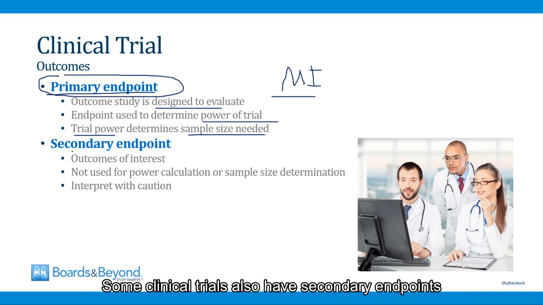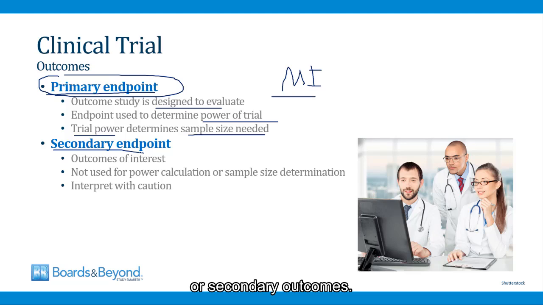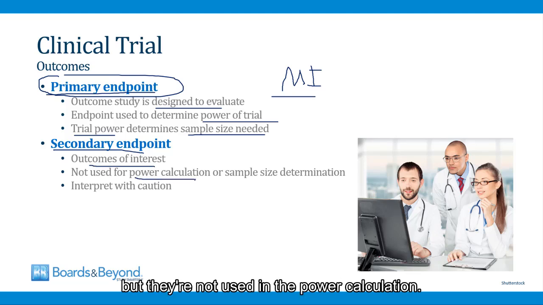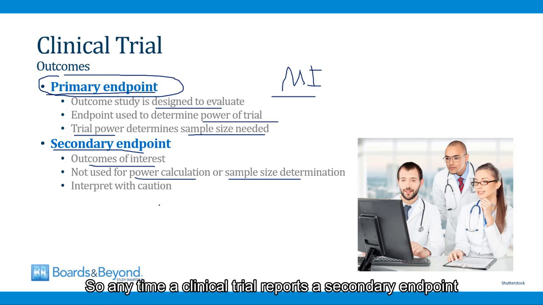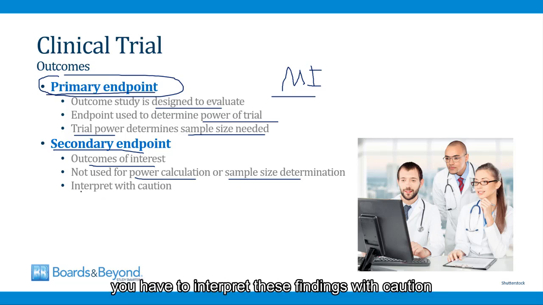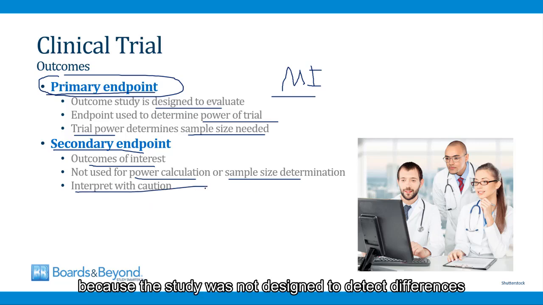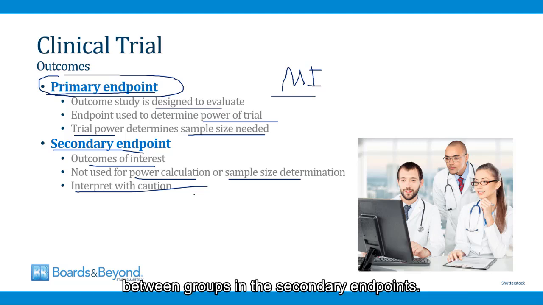Some clinical trials also have secondary endpoints or secondary outcomes. These are outcomes of interest, but they're not used in the power calculation and they're not used to determine the sample size for the study. So anytime a clinical trial reports a secondary endpoint, you have to interpret these findings with caution because the study was not designed to detect differences between groups in the secondary endpoints.